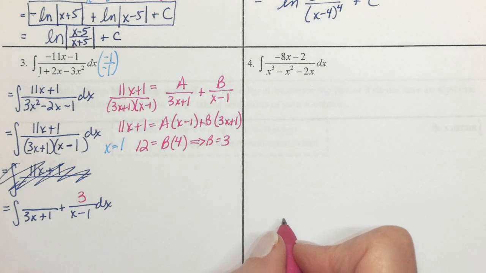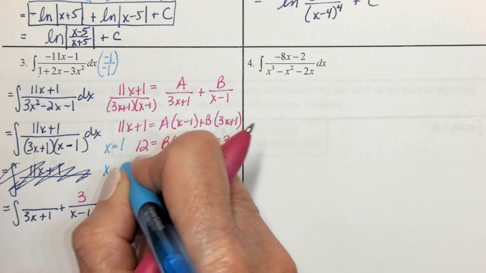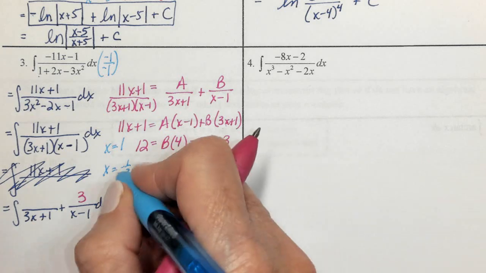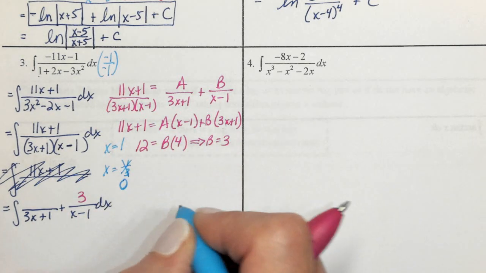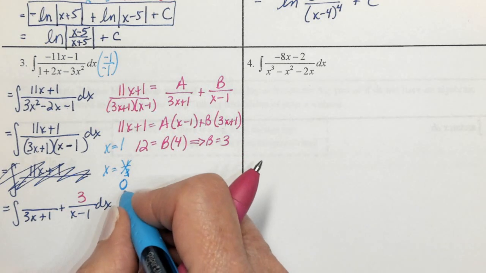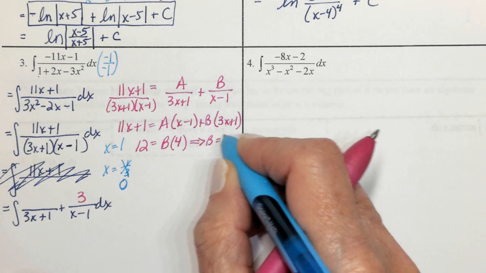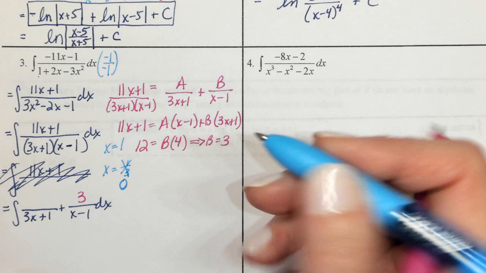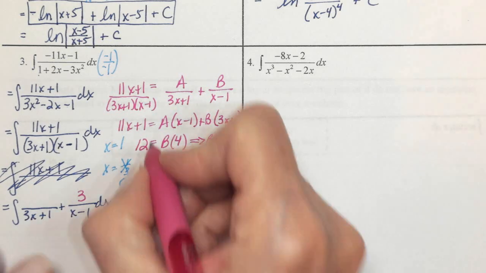Now, for the next step, I could let x be -1/3. If I do, I'm going to have to deal with fractions though. So instead of letting x be -1/3, I'm going to let x be 0. Why? Because 0 is pleasant and I have already found the value of b. So I can put 3 in for b when I put 0 in for x here, and it'll be fine. But putting -1/3 in for x would work equally well, so that's fine if you want to do that.